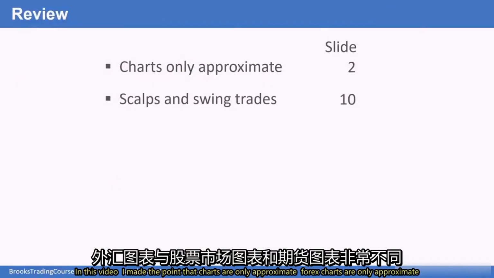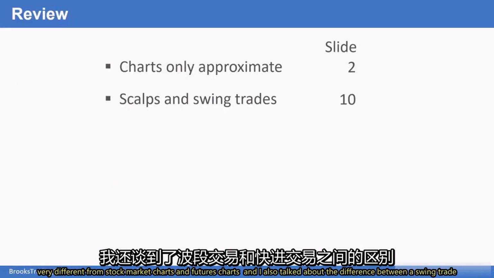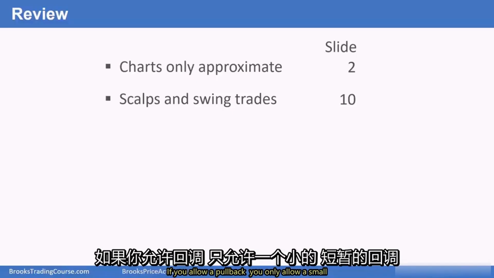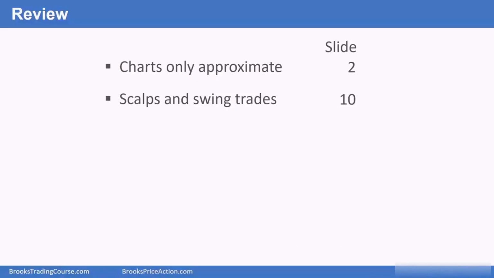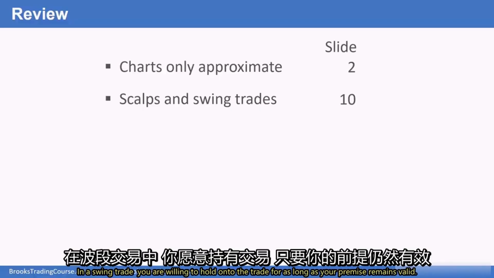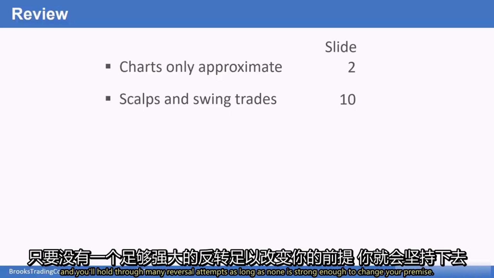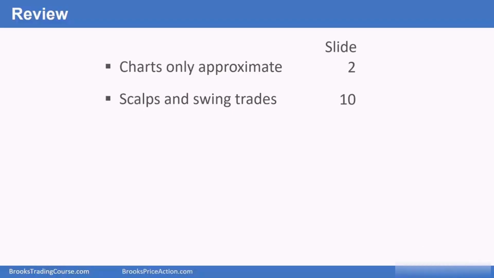In this video, I made the point that charts are only approximate. Forex charts are only approximate, very different from stock market charts and futures charts. And I also talked about the difference between a swing trade and a scalp. A scalp in general, you're going to exit in 1 to 5 bars. If you allow a pullback, you only allow a small, brief pullback. In a swing trade, you are willing to hold onto the trade for as long as your premise remains valid. That could be 1 bar, it could be 30, 40 bars. And you'll hold through many reversal attempts as long as none is strong enough to change your premise.